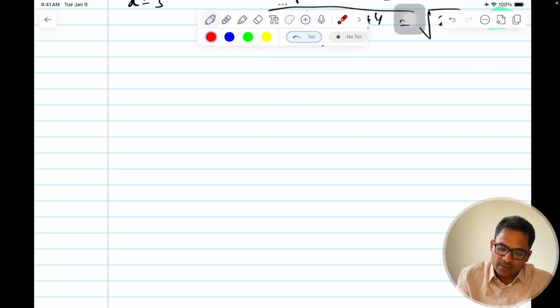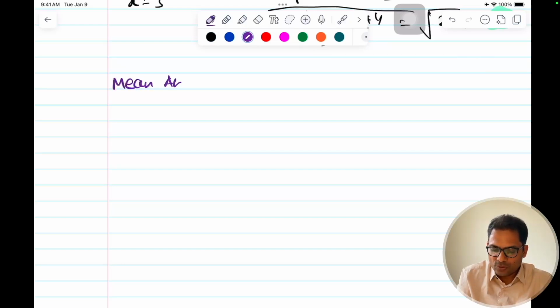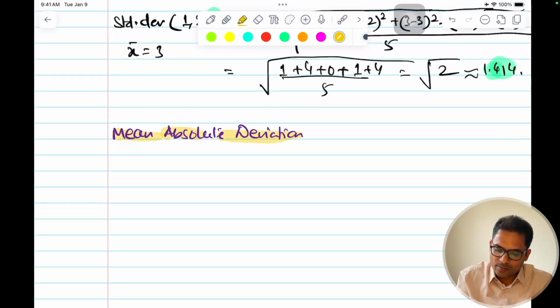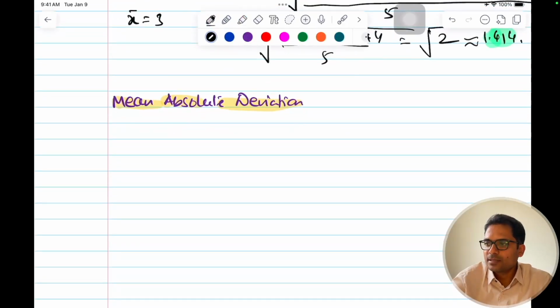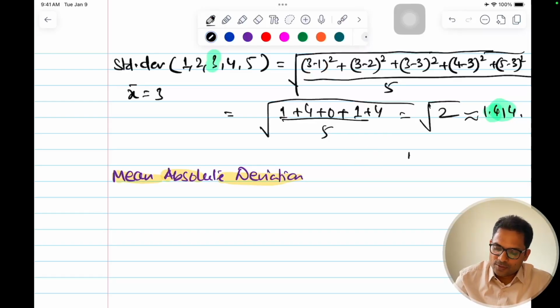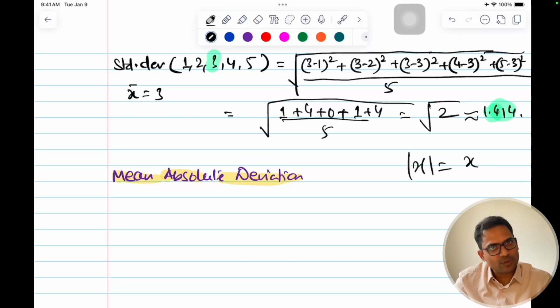Okay. The next one is mean absolute deviation. I want to calculate the distance, right? Mean absolute deviation is simply the average absolute deviation. Instead of the square, it uses the absolute value. Square will anyway make it positive, and absolute value also makes anything positive. The absolute value of x is x if it is positive, and if it is negative, it will also give me x only. It just captures the magnitude, not the sign.